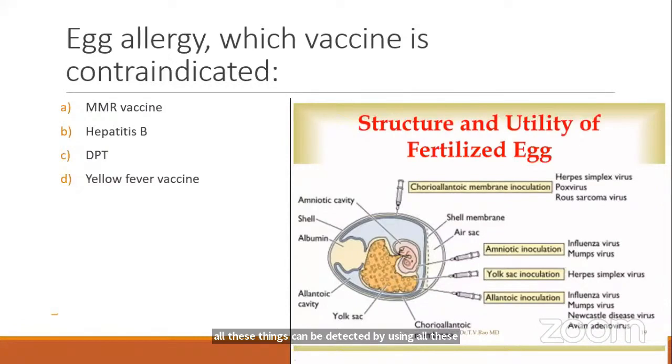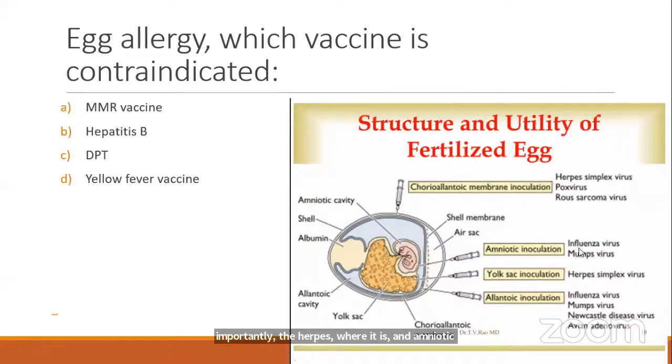In case of the amniotic cavity, it is potentially a smaller space, so we cannot go for mass production of vaccines. A much larger area is the allantoic cavity, so it can simply be used for vaccine production. As I mentioned, CAM is for herpesviridae, pox virus, or Rous sarcoma virus. Leave Rous sarcoma virus; more important are herpesviridae and poxviridae. And in the amniotic cavity, we can go for influenza virus.